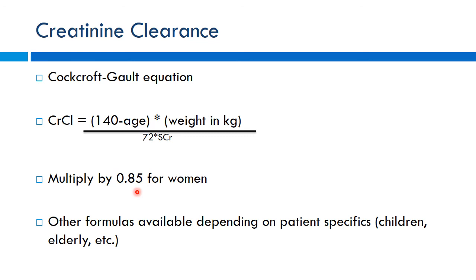So think about, if you were looking at, say, a 100 kilogram male versus a 100 kilogram female, who has more muscle mass on average? The male probably, right? So you factor in the fact that women typically have less muscle mass, and so they're producing less creatinine at baseline. So you take this whole equation: if it was a male patient, you'd be done. If it was a female patient, you multiply by 0.85.